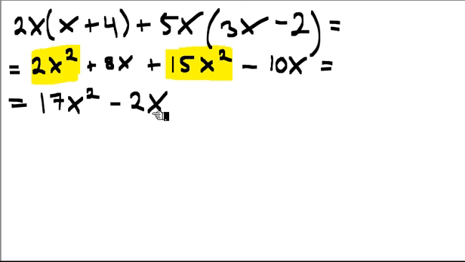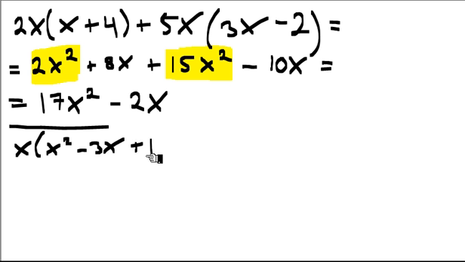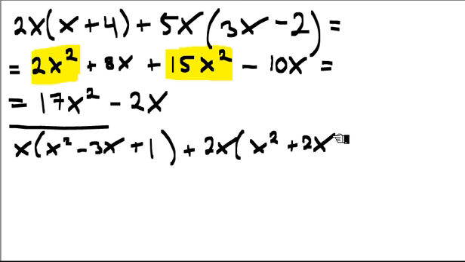Let's do another one. So we have x bracket x2 minus 3x plus 1 plus 2x bracket x2 plus 2x minus 4.